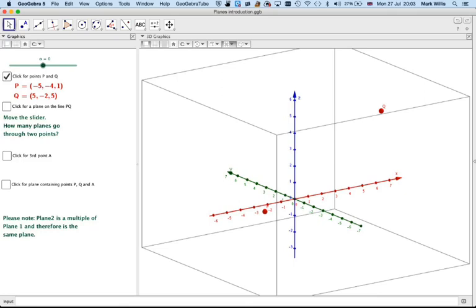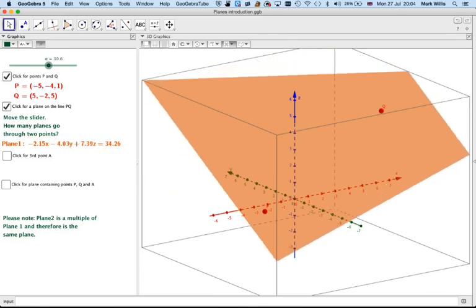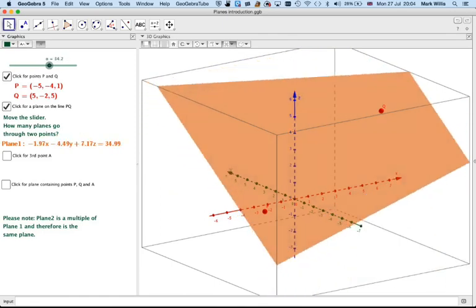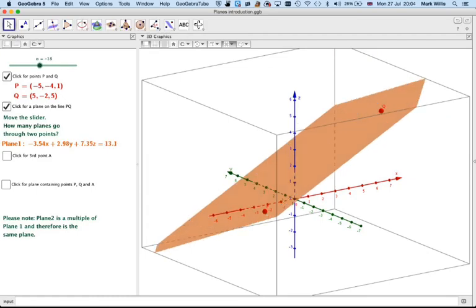So let's click for a plane, which will be on the line PQ. Okay, there's a plane, it's an orange plane there. Right, now, if I move the slider, you can see the planes are rotating around those 2 points. We can even look at it at different angles if you like.